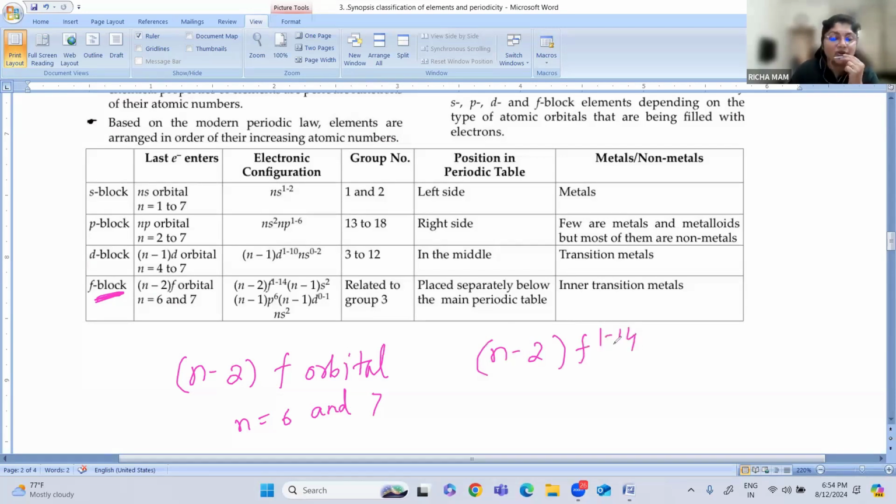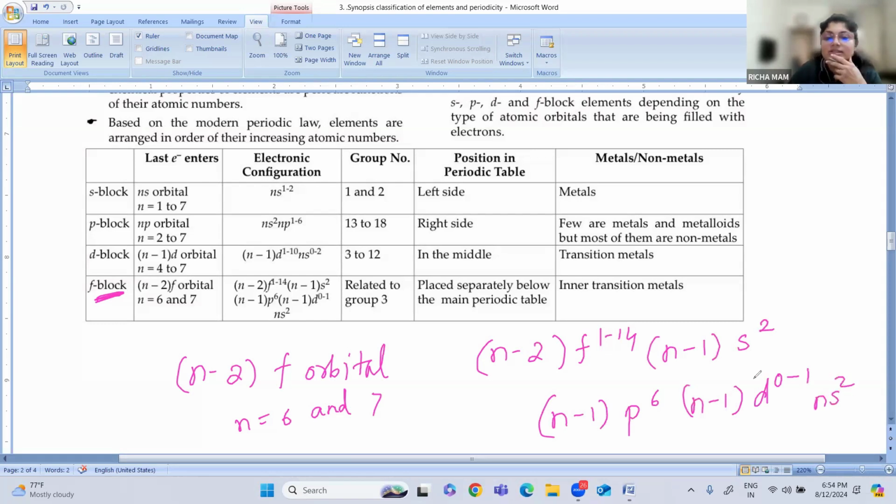The maximum number of electrons which can be accommodated in your f orbital is 14. Then (n minus 1) s2, (n minus 1) p6, (n minus 1) d 0 to 2, ns2. So this is the electronic configuration. Now where is it positioned? It is related to group 3. These are called transition, and these are called inner transition.